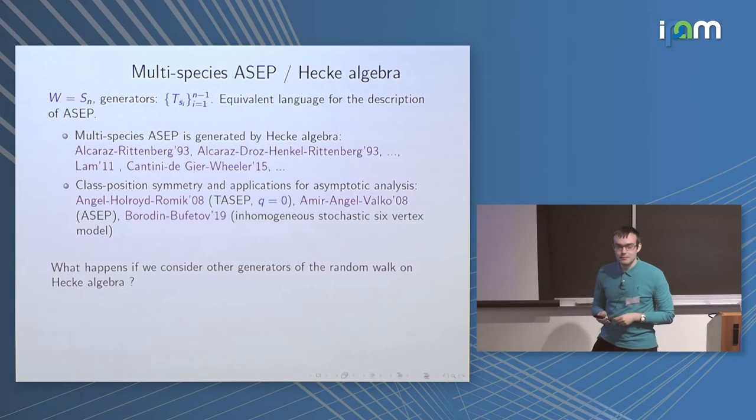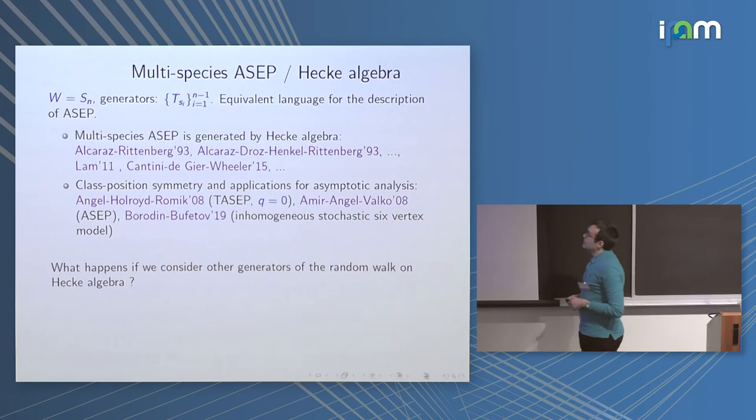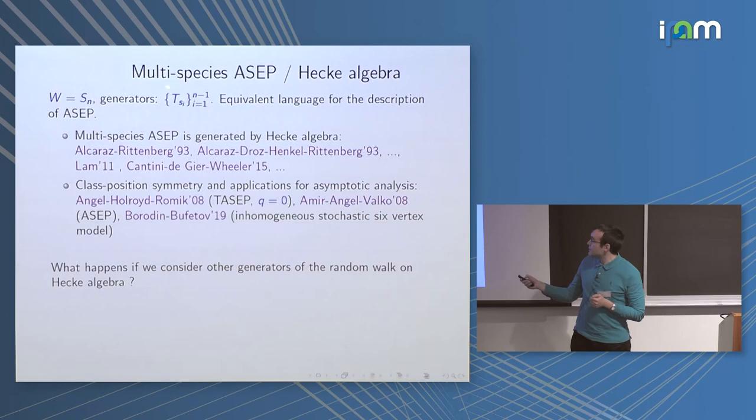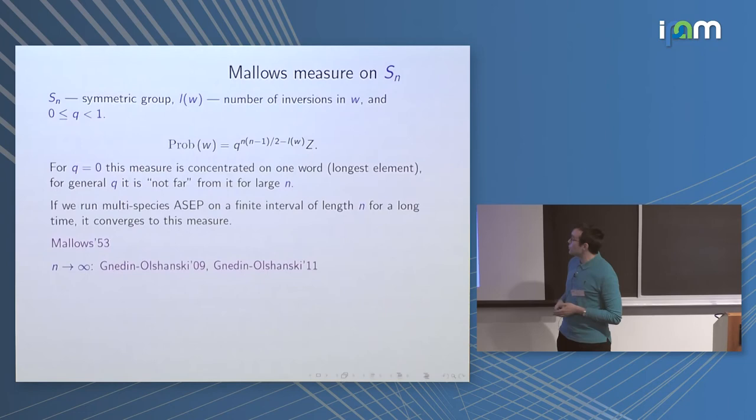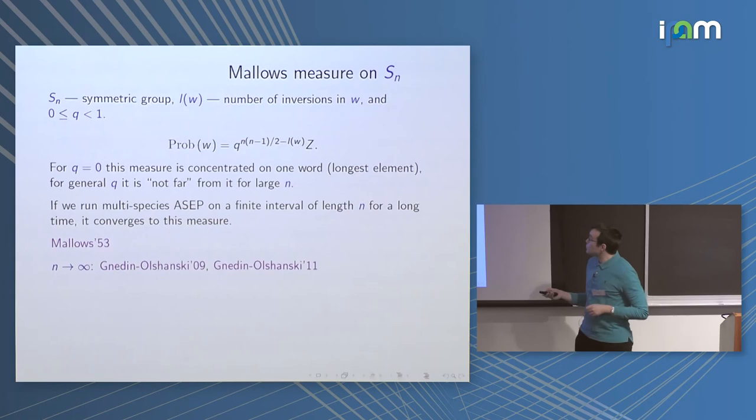Once we have this setting of random walk on the Hecke algebra, this construction uses only T_s. But one has many more elements in Hecke algebras, and it turns out that it's also reasonable to use some other elements to generate a random walk, which corresponds to certain known interacting particle systems. For this, I need to briefly tell you about a certain distinguished probability measure on the symmetric group, which is referred to as the Mallows measure.